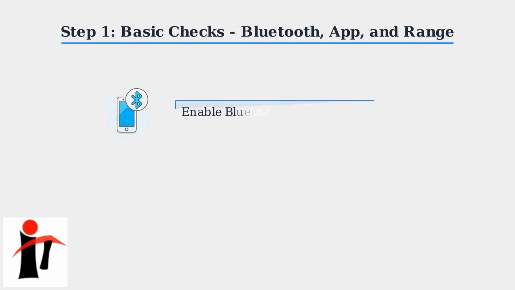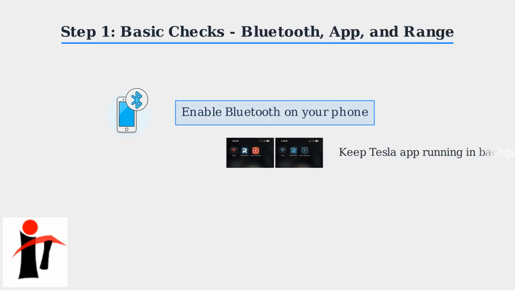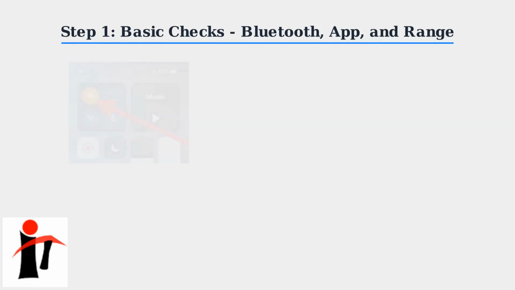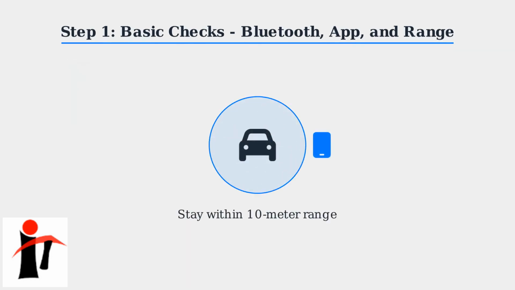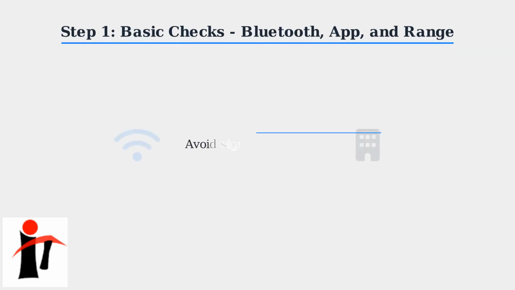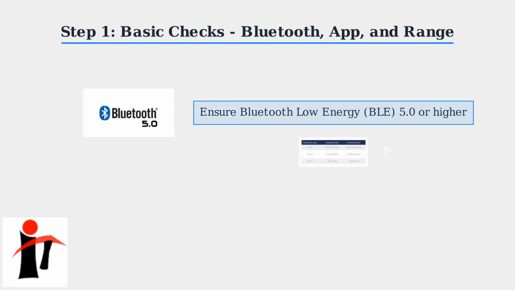First, ensure Bluetooth is enabled on your phone and the Tesla app is running in the background. Make sure airplane mode is off. Also, be within a 10-meter range of your Tesla. Signal interference, especially in urban areas, can disrupt the connection. A simple phone restart might resolve temporary glitches. Finally, make sure that you are running on BLE 5.0 or higher.